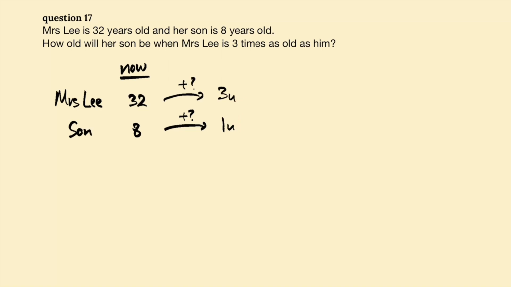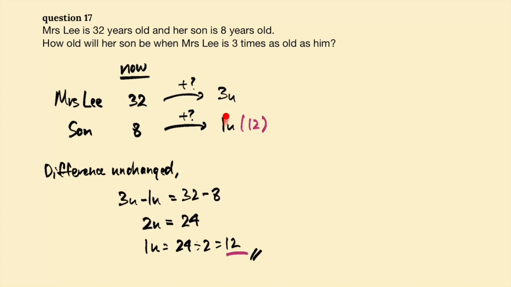So the difference remains unchanged. Therefore, we can say that 3u minus 1u will be the same as 32 minus 8. 2u is 24, 1u is 12. How old will her son be in this time? 1 unit is 12. That's the answer.